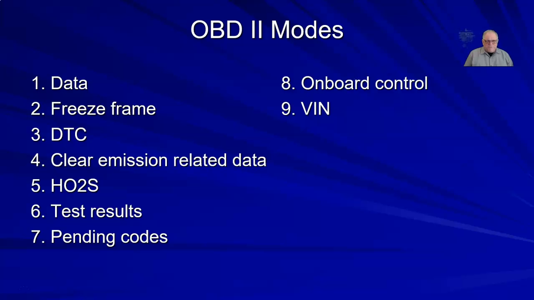Mode 7 is going to be pending codes. That means it failed the first test, waiting to see if it fails 2 tests in a row for whether it's going to set a DTC or whether it's going to clear from history. Mode 8 is control of onboard. On some of the vehicles, you can command it to run an evap test. And mode 9 is the VIN for that vehicle.